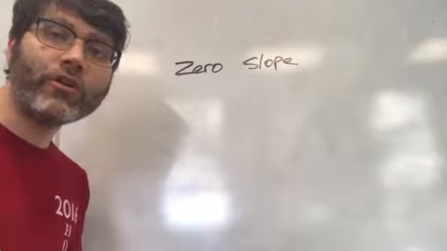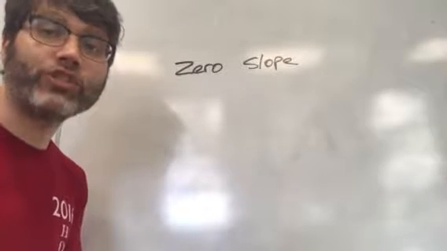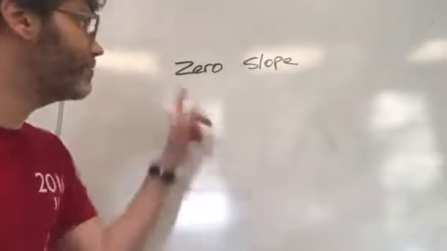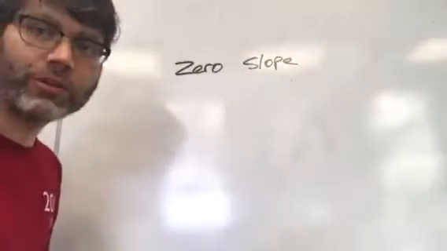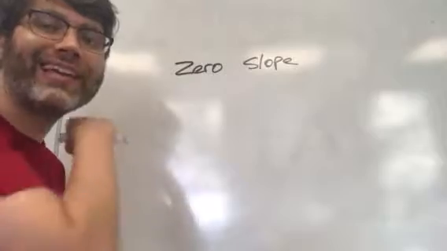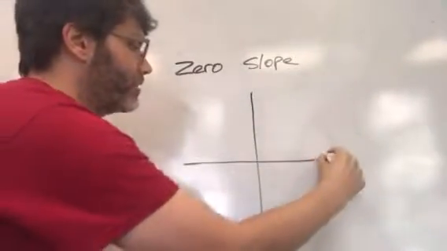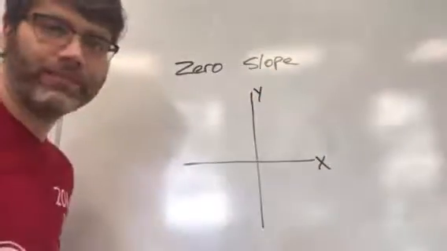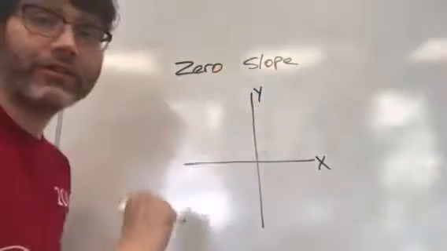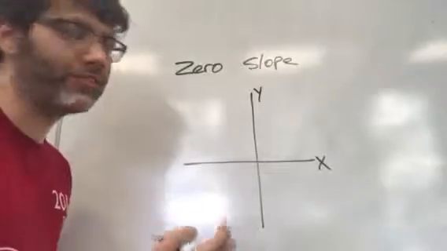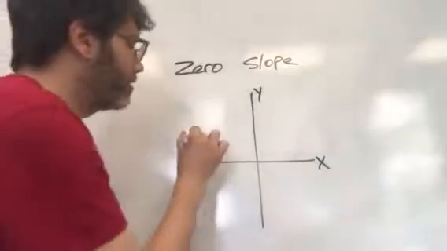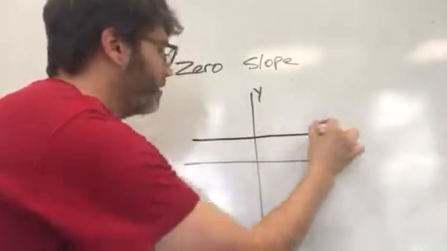All right, so I'd like to go over a couple points about slope. If we have a line that has zero slope, it is always going to look exactly horizontal. So if we had a graph like this, our x, our y axis, and we were asked to draw a line that has a zero slope, it would be perfectly flat. So it would be exactly flat like that.